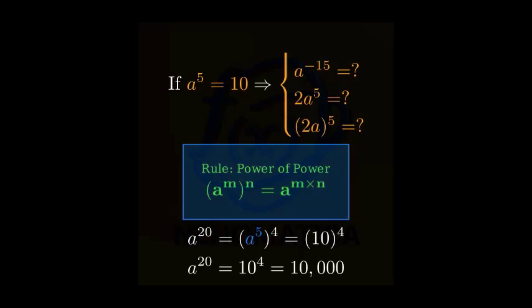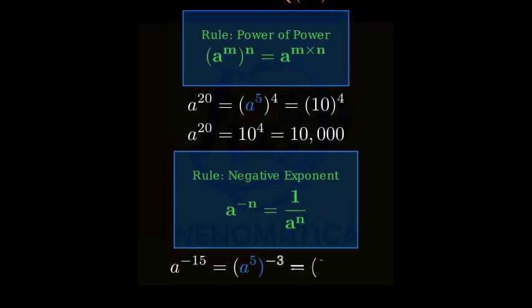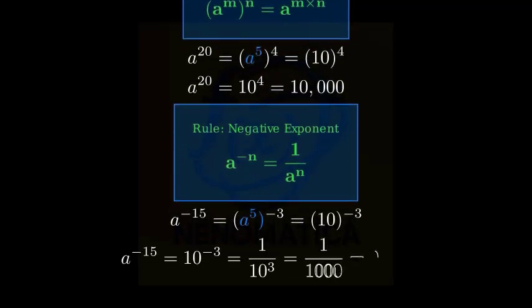Now, let's solve the second part, a to the power of negative 15. We can express this in terms of a to the power of 5 as well. A negative exponent means 1 over the positive exponent. We write a to the power of negative 15 as a to the power of 5 raised to the power of negative 3. This equals 10 to the power of negative 3. And 10 to the power of negative 3 equals 1 over 10 cubed, which is 1 over 1,000, or 0.001.